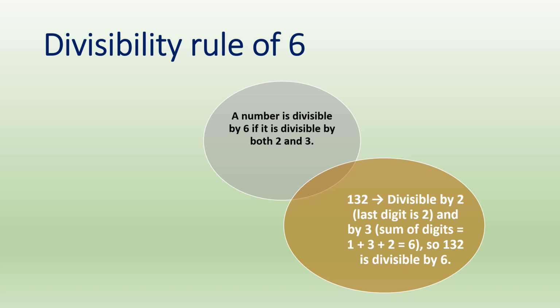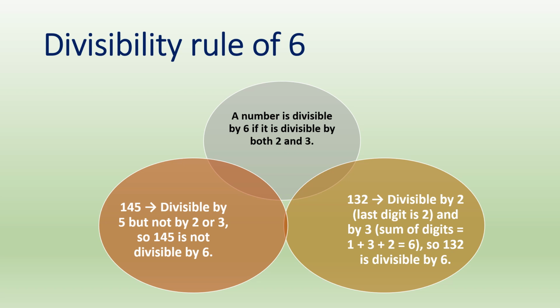We know the last digit is an even number, therefore it is divisible by 2. And the sum of the digits 1 plus 3 plus 2 equals 6, which is divisible by 3. Therefore, both conditions are satisfied: it is divisible by 2 as well as by 3. Hence, we can say 132 is divisible by 6. Next example, 145. The last digit is 5, which is an odd number. Hence, it is not divisible by 2. So that condition is violated. So we conclude that 145 is not divisible by 6.